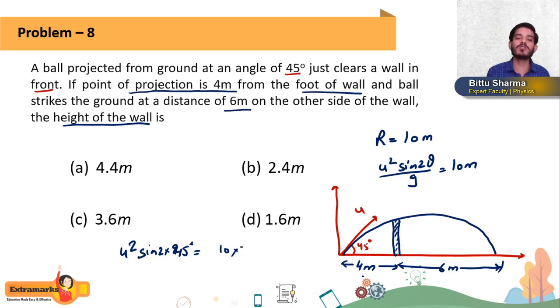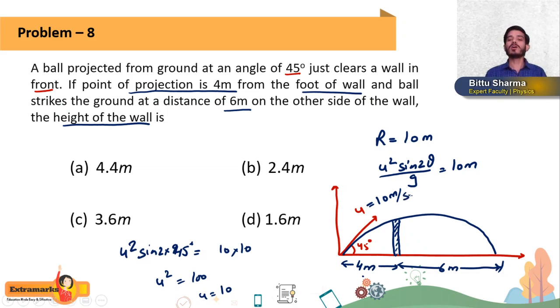Let us say value of g is also 10. So it will be 10. And sin 2 into 45 is sin 90. Value of sin 90 is how much? It is 1. So u square is equal to 100, and from here you can write u as how much? 10. So initial velocity by which we are throwing the particle, we got 10 meter per second. Now the question was, we have to calculate height of the wall.